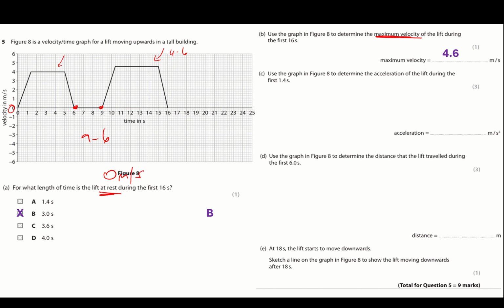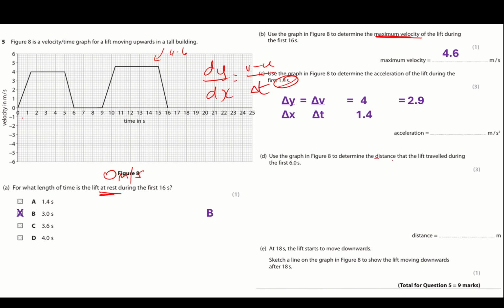Use the graph to determine the acceleration. So I've taught you that's delta y over delta x, because ultimately this is v minus u divided by your change in time. So during the first 1.4 seconds, so it's this part. So our change in y is 4, our change in x is 1.4, and we know it's 4 over 1.4 equals 2.9.